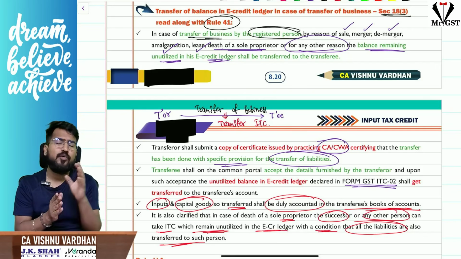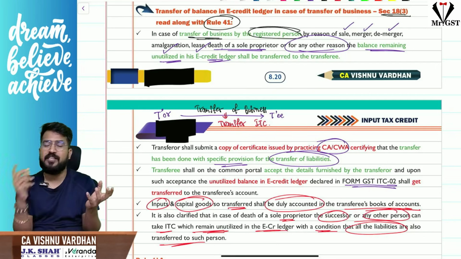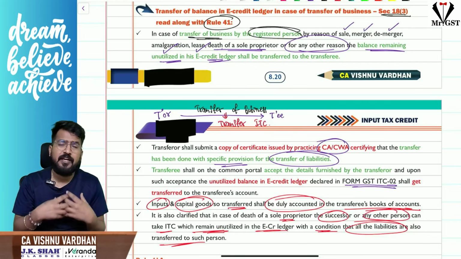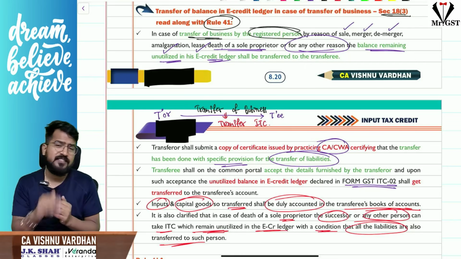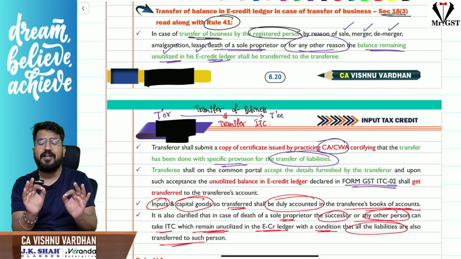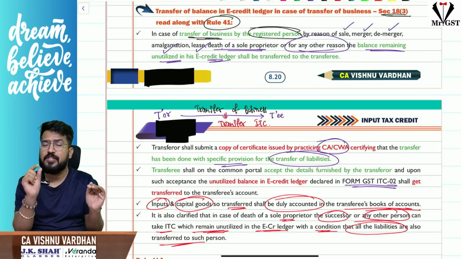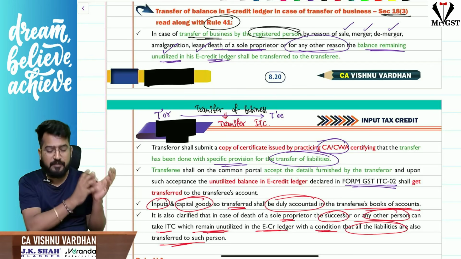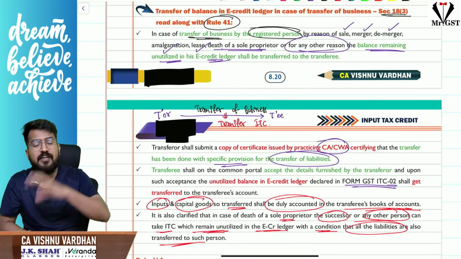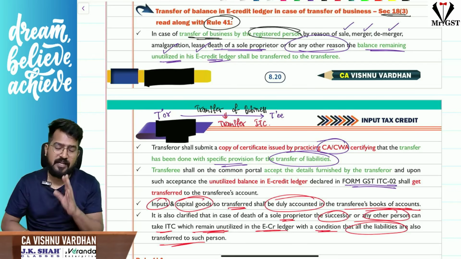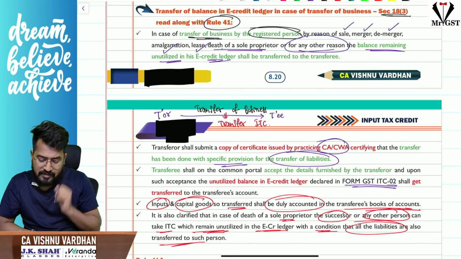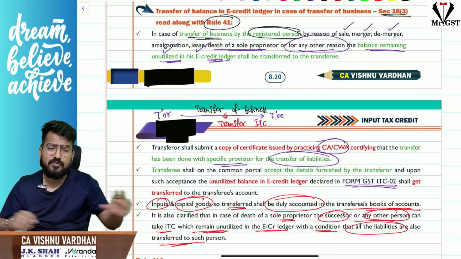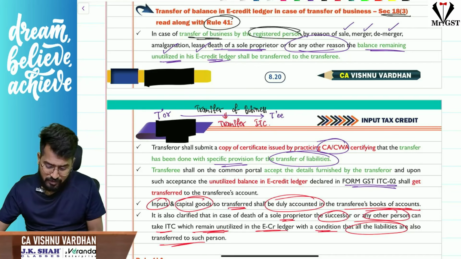Just like how you transfer money from your bank account to another's bank account, here when I am selling my business to you, whatever unutilized balance is there in my e-credit ledger, I can transfer to you, provided there is a sale of business with a provision of transferring all the liabilities. As I repeat, the condition that there is a transfer of all the liabilities is very important.